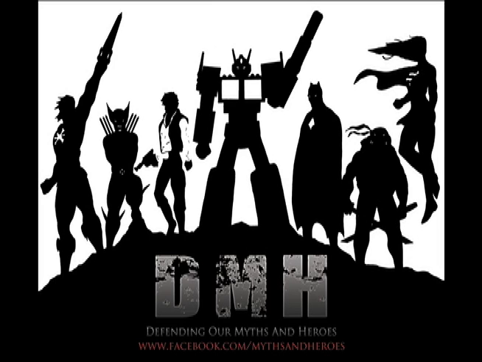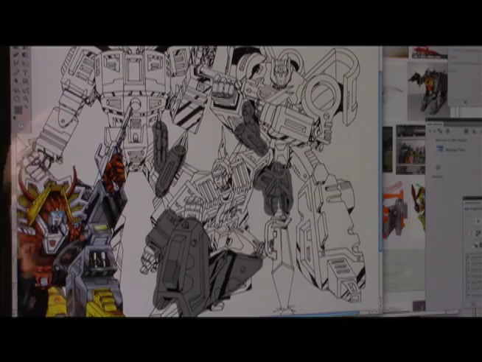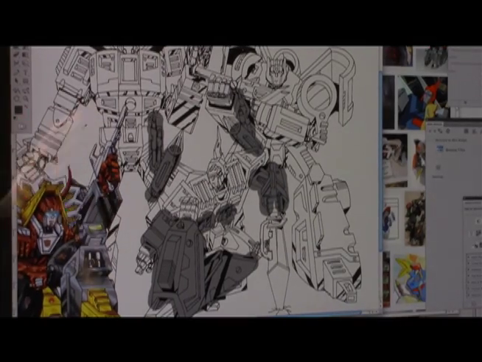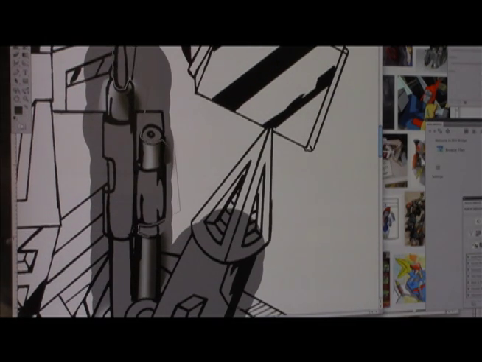Defending Our Missing Heroes, back with a third installment of the Dinobot piece. Swoop. My mean mug in the reflection of the screen. I got really good on those monitors where I can capture the screen as opposed to filming it. Put that on the to-do list.